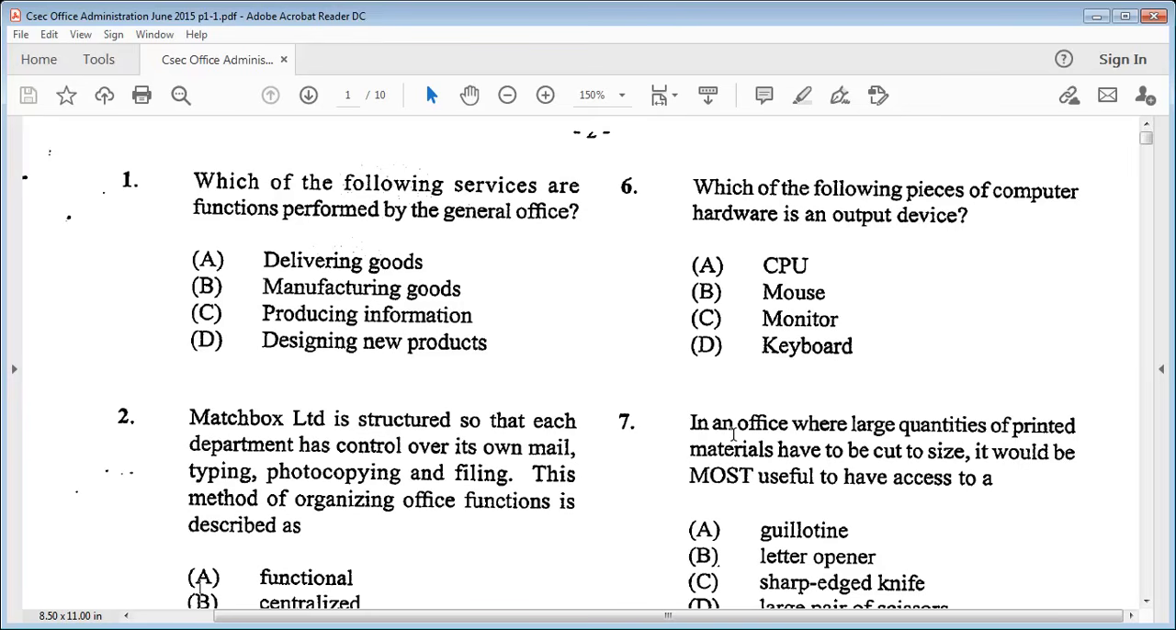The first question says, which of the following services are functions performed by the General Office? A. Delivering goods. B. Manufacturing goods. C. Producing information. Or D. Designing new products. Our answer is C. Producing information. Let's move on to question number 2.